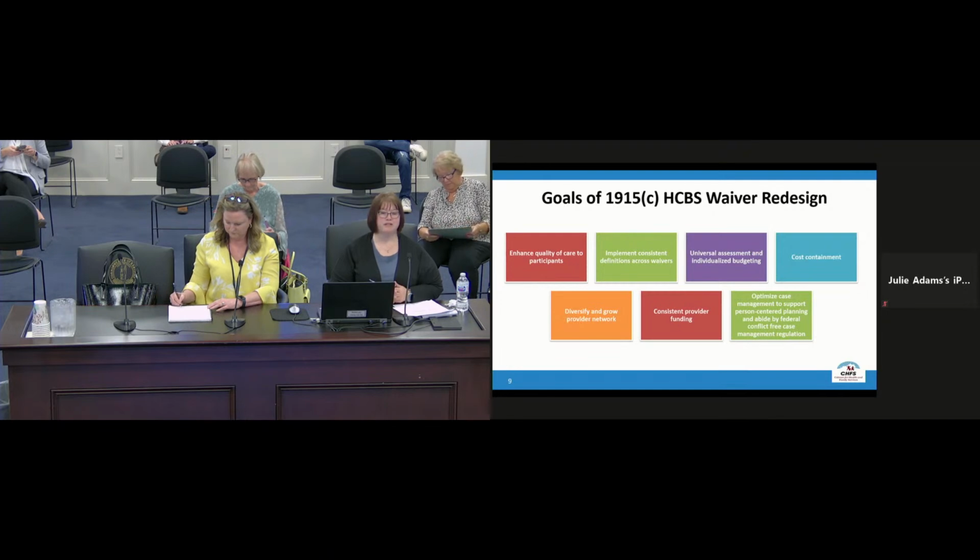Cost containment. That looks at the services and where is the best place for them to get them, where is the most cost efficient, but where they're not losing anything. It just is the most appropriate place for them to get services.